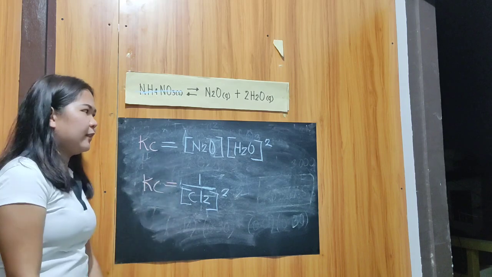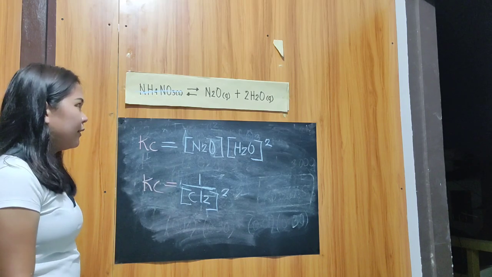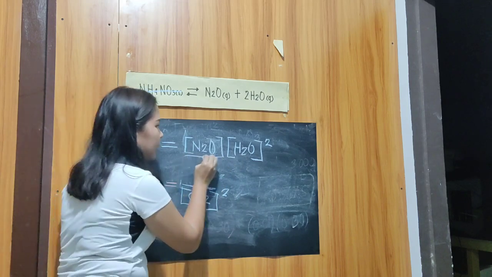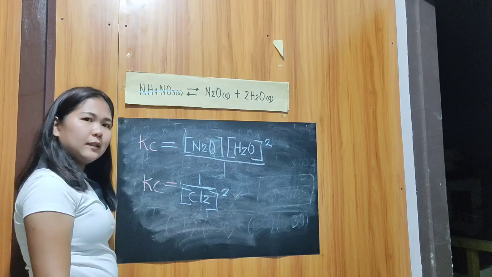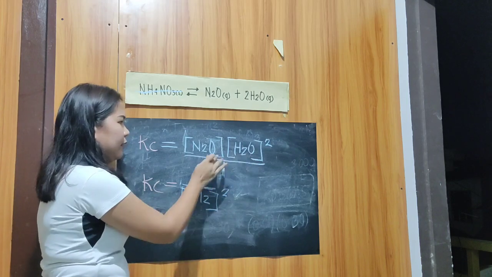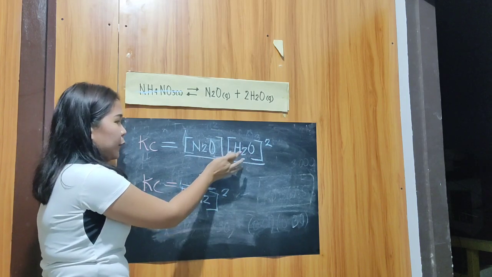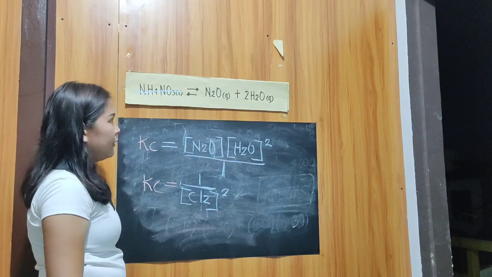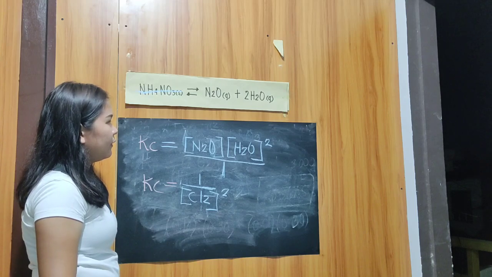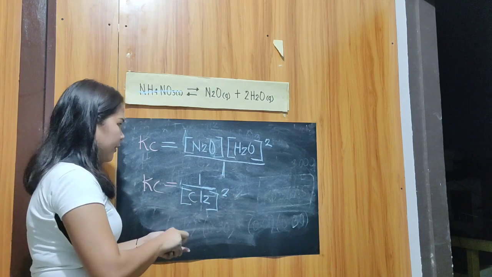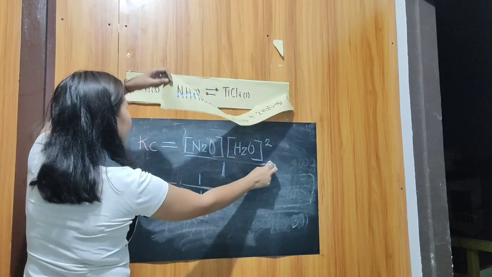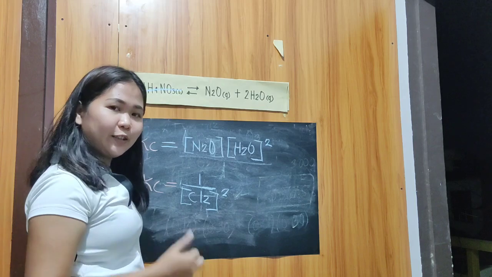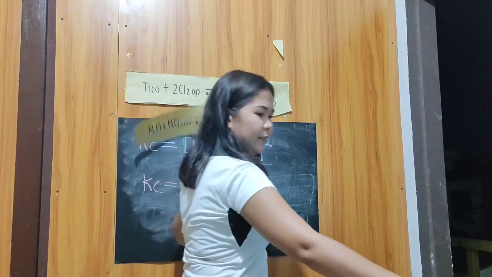Ma'am, is this correct? I did not put a 1. Okay. Yes, it is correct. It is understandable already, ma'am. Even if you put a 1, it is understandable that there is a 1. This is our product. And this is our reactant. So, there is no need to put over 1 anymore. That is why it is understandable. Okay? So, understood? Okay.